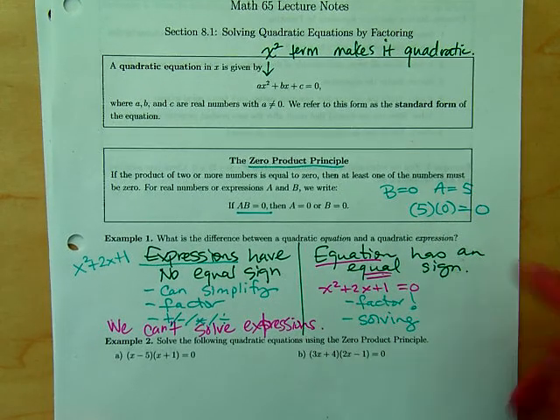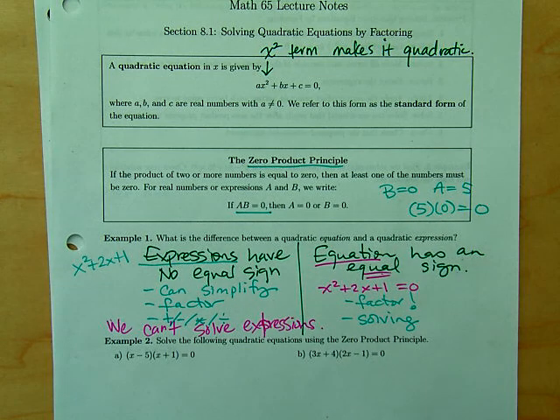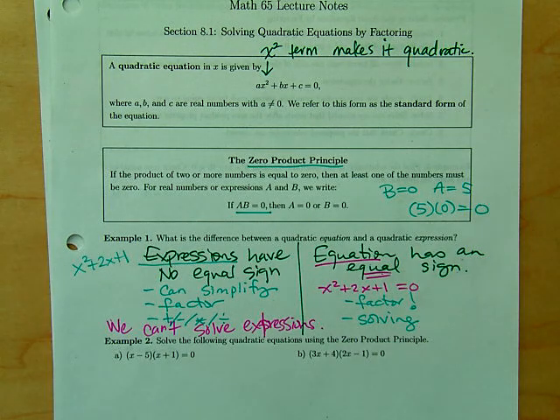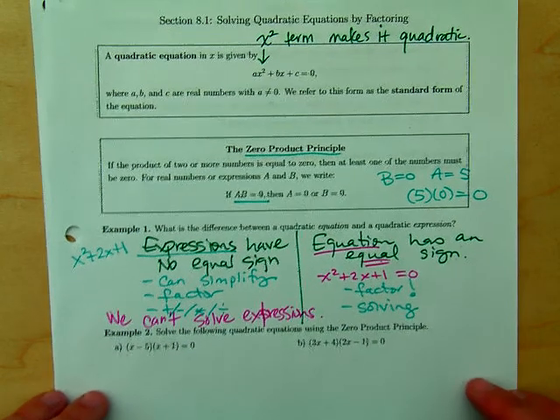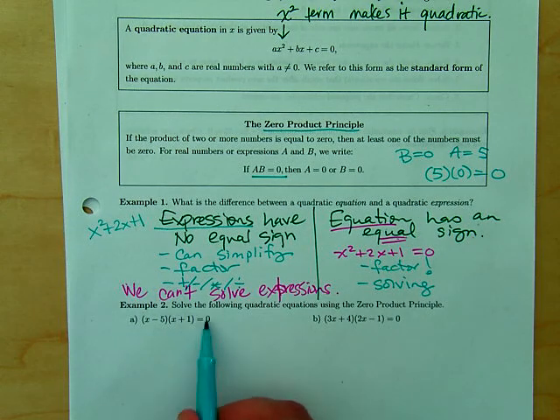So it doesn't matter what the other number is, so long as one of them is 0, the product would be 0. That's called the zero product principle. That kind of makes sense, right? So we usually take very simple math and then we use it in more complex situations. So notice this form right here.